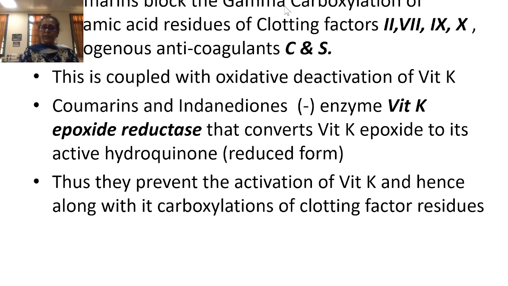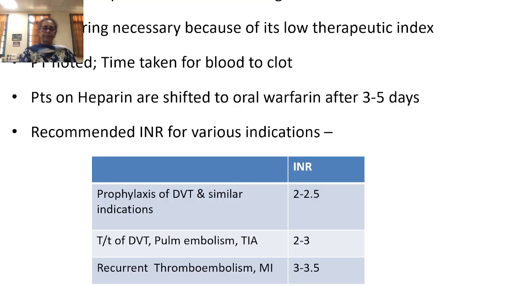Gamma carboxylation is done by vitamin K. If vitamin K is not there, this carboxylation will not occur. If carboxylation will not occur, activation of clotting factors will not be there. So as a result of which, there will be no coagulation and you will get an anticoagulant effect. This is how the oral anticoagulants produce their effect.